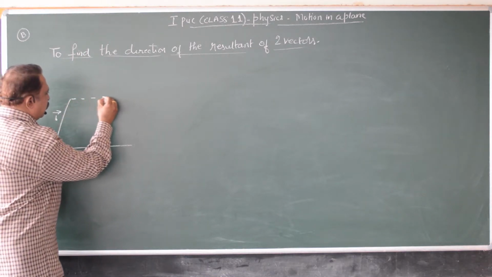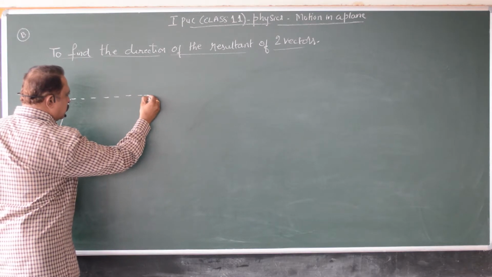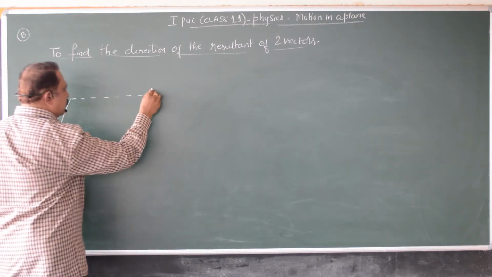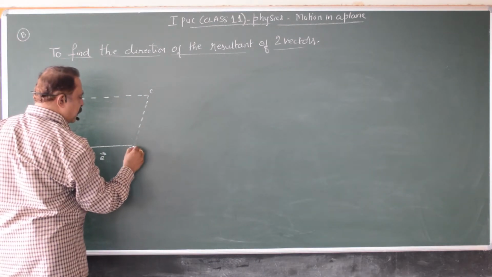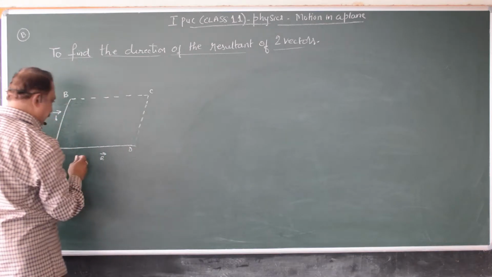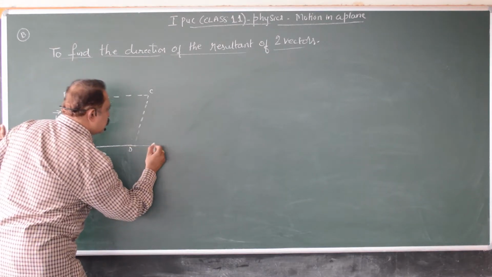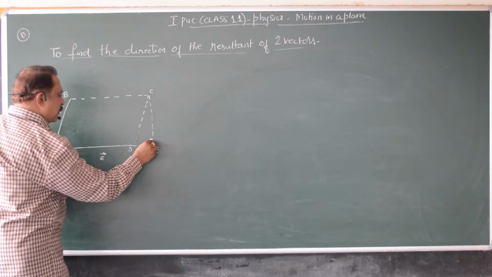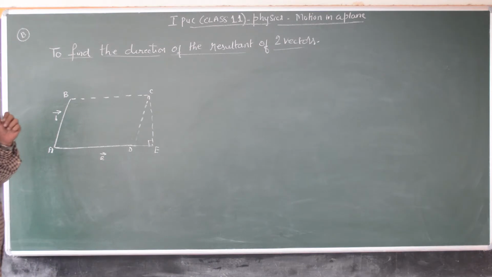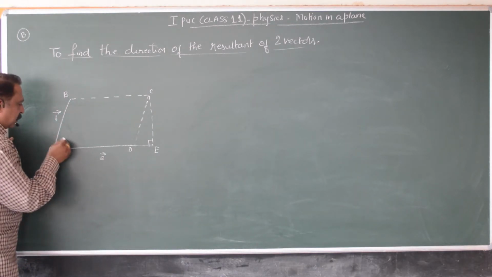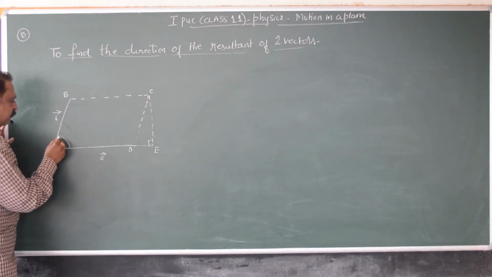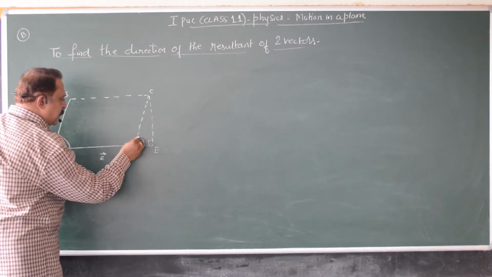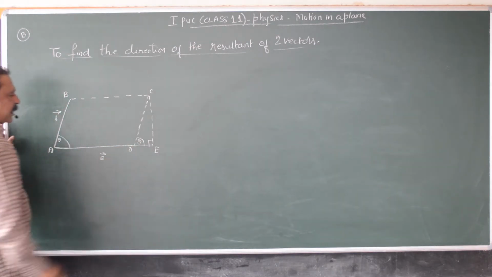Now, by the law of parallelogram of addition, complete the parallelogram ABCD and produce AD, and draw CE perpendicular to AD. Let the angle between the two vectors be theta. So the angle here at D is also theta because they are corresponding angles.